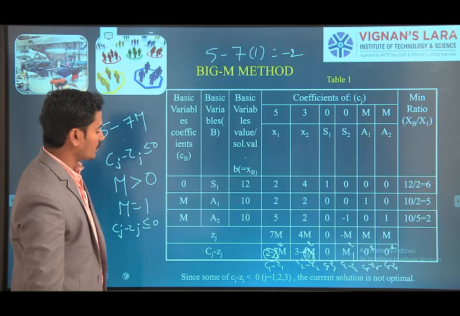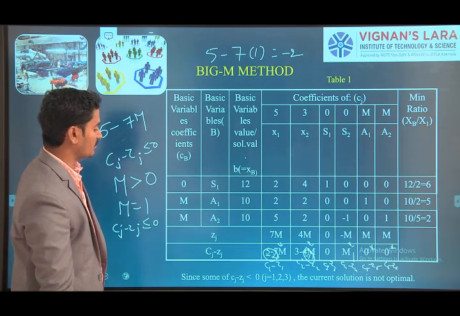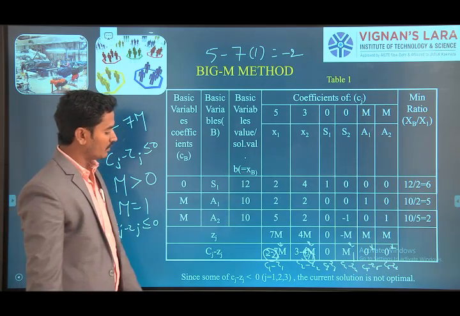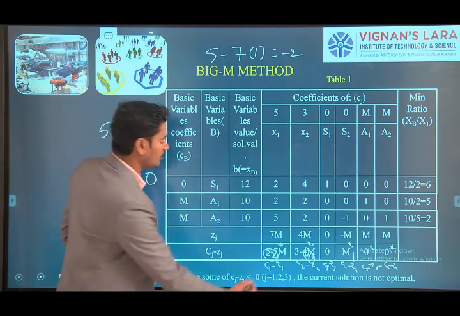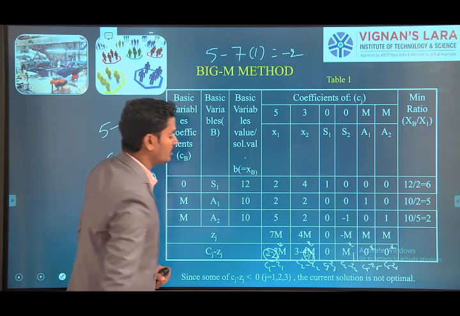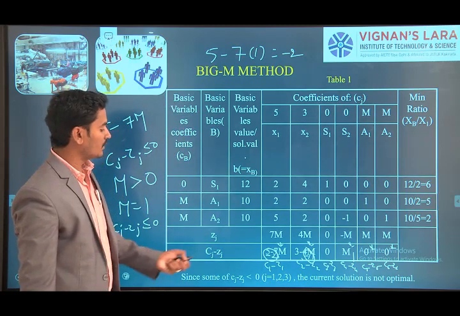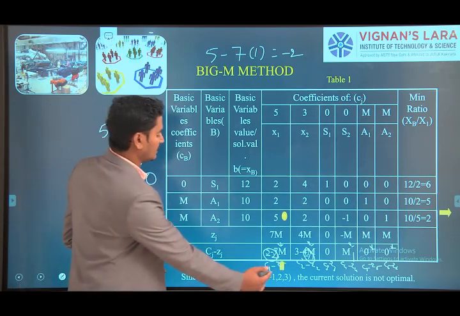For that reason, now we are going to apply the iteration process by taking the key column. Which one is the key column? The most negative value. Here, what is the most negative value? Minus 2 is the most negative value. That's why we are taking that column. That particular column is called the key column.